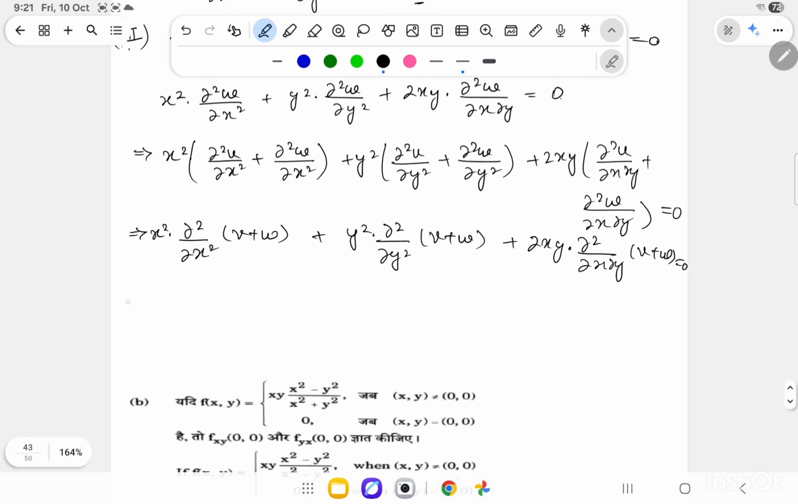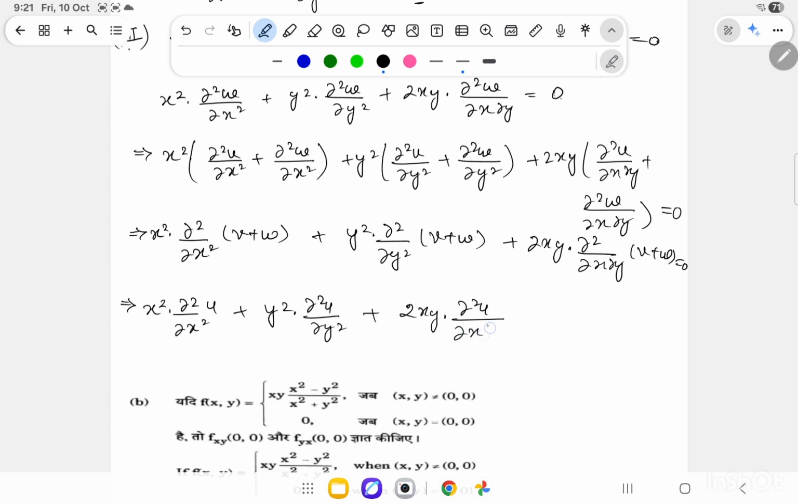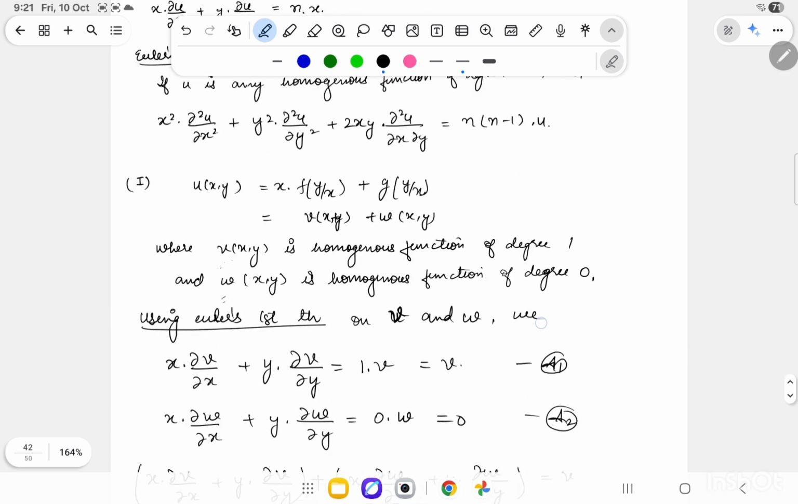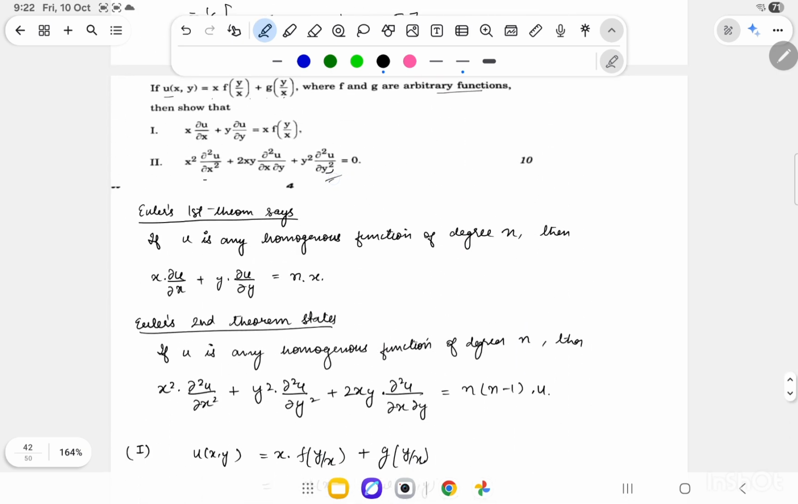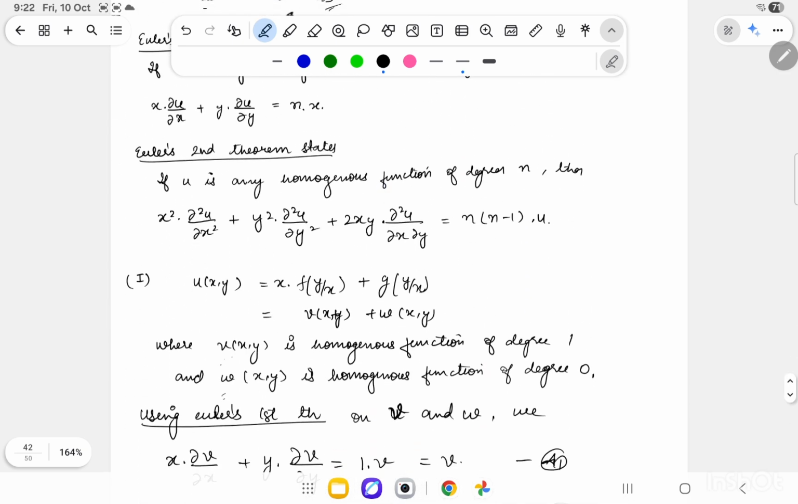And our v plus w is basically u, so it can be simplified as x square into del square u by del x square plus y square into del square u by del y square plus 2xy into del square u by del x del y equals 0. So this is the final relation that we were supposed to prove in relation number 2. So this completes this question.